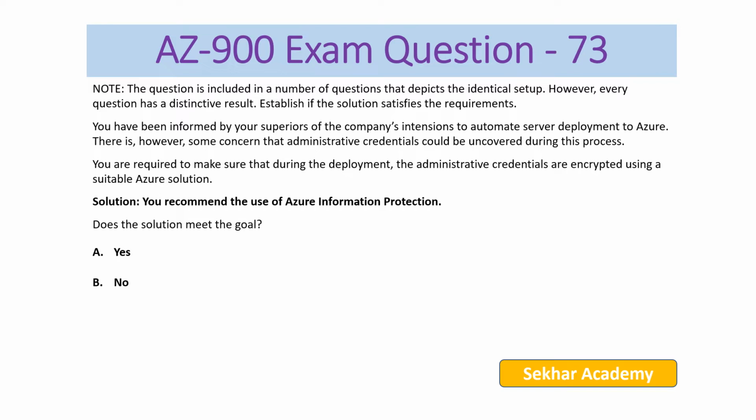Azure Information Protection is a cloud service that helps you to discover, classify, protect and govern sensitive information wherever it lives or travels, right? Azure Information Protection also provides the encryption service. So the right answer is here, B.